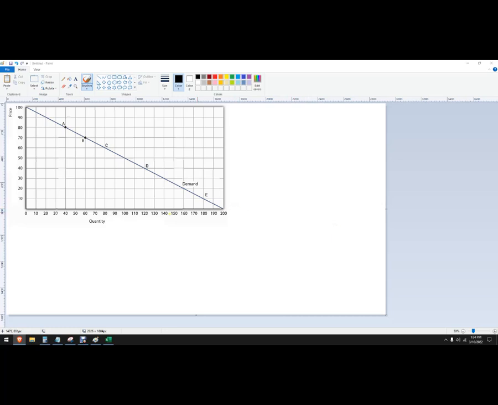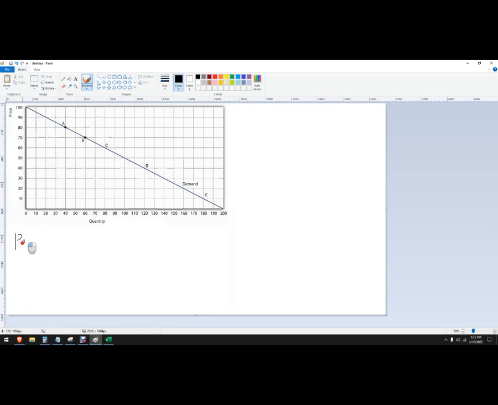Let's do some examples of elasticity. This is called arc elasticity, where I'm trying to calculate the elasticity of going from one point to another. And it's actually going to change as I go along the demand curve. So really, I'm just doing calculations, okay? So let's get some things out of the way here.